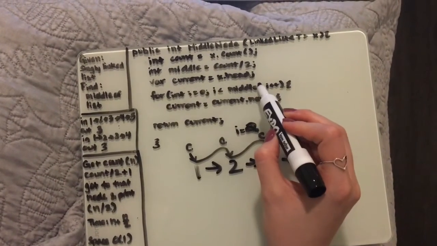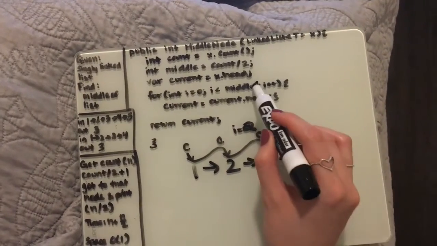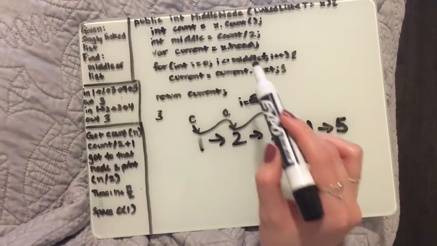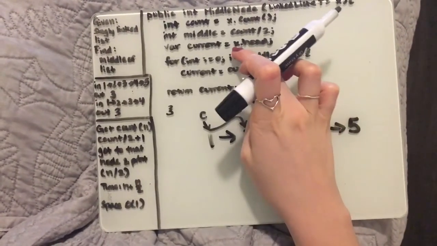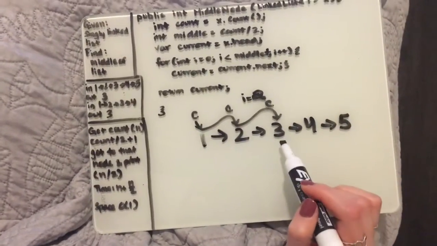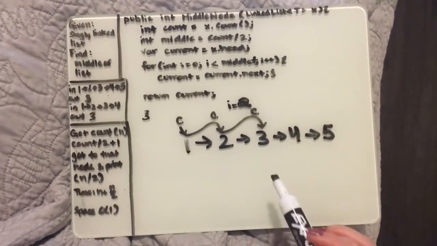Oh, we want this to be minus 1. And then so less than. No, less than, because then it would stop. We are at 3, and we would return current, which is 3.